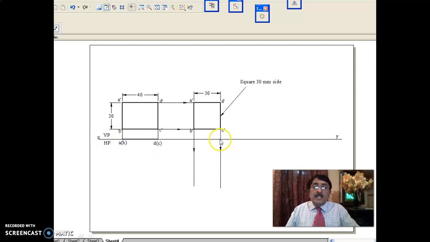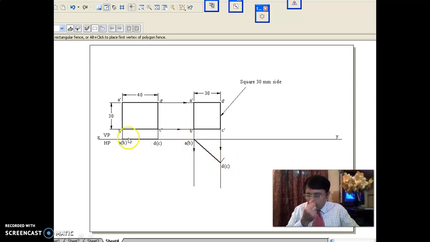Either this point as center, cut it here, or this point as center, cut it here. If you take this point as center and cut it here, AB will be in VP. If I take this point as center and cut it here, CD will be in VP. You take any option. I have taken this option. That means I have taken the same length and AB is on XY line and I have cut it this way so that AB is lying in VP. Is it okay?